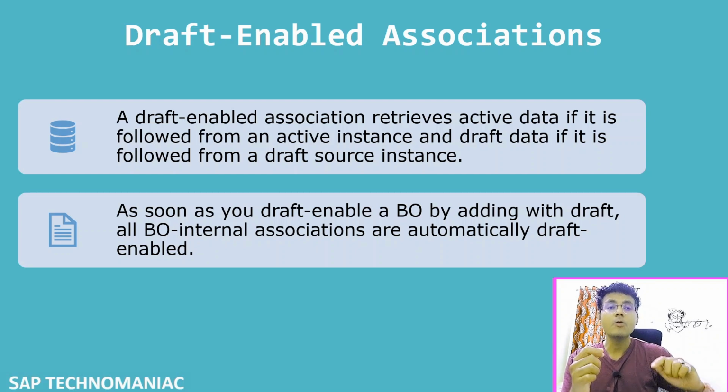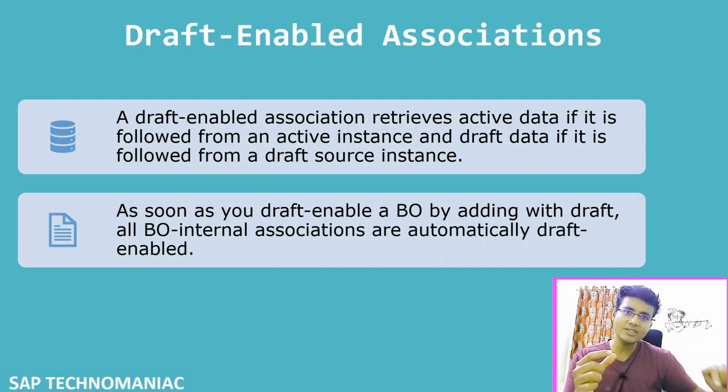That time, if you are starting from the active parent, then it will always refer to the active child instance. If you are starting from the draft parent, then it will always refer to the draft child instance. Cross reference will never happen. You can't go from active parent to the draft child or draft parent to the active child for reading or modification, any purpose. So this is how the draft enable association work.